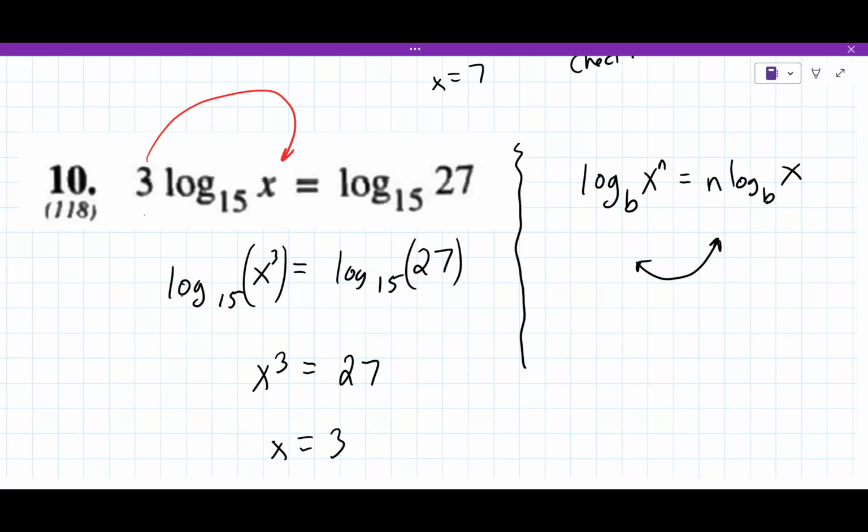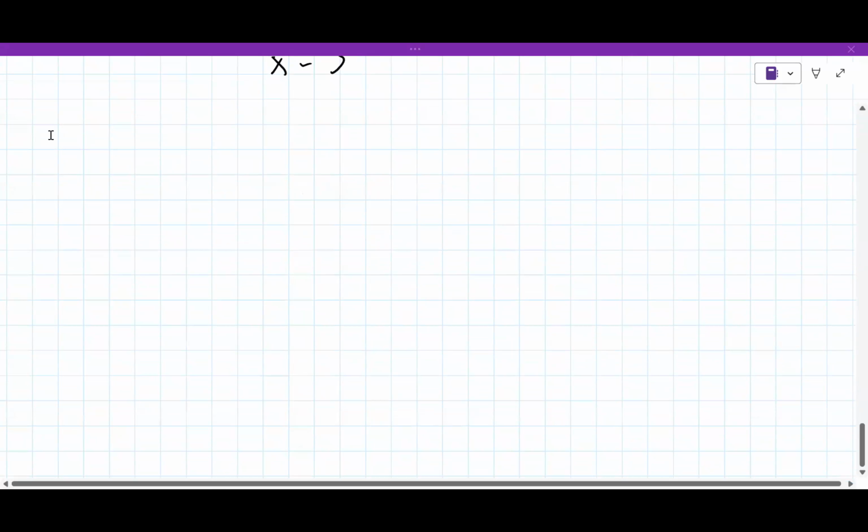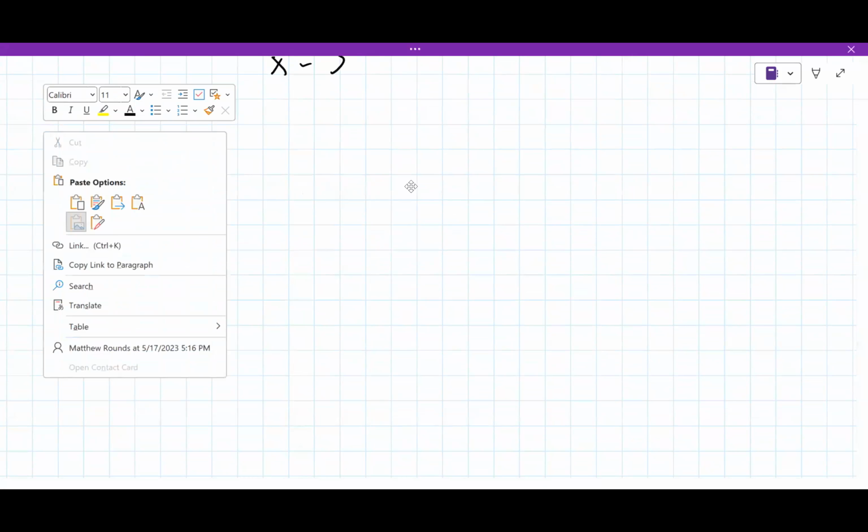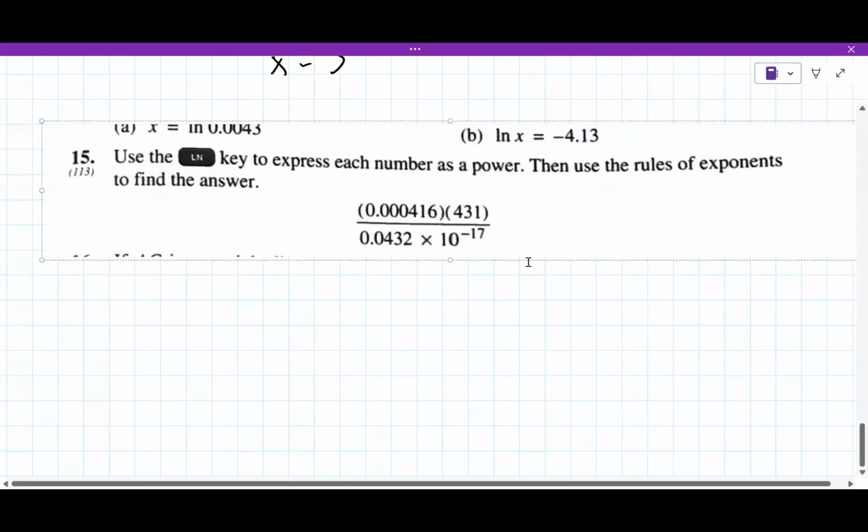Okay, here's something I'd like some help on. Question number 15. Yeah, absolutely. Use the ln key. What does that like, referring to something on your calculator? Are you supposed to use your calculator? Yeah, I think that's what it's trying to say. Now, what I use is Desmos. They have it under the function part, I think. Yeah, I mean, you don't really need that for this. I'm not sure what they want you to express each number as a power.